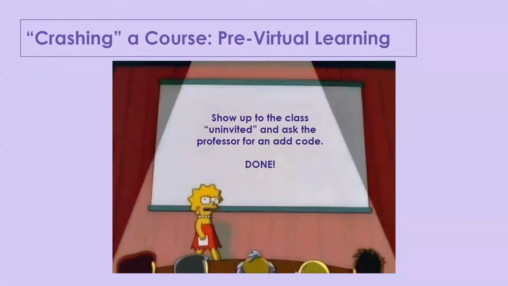So let's talk about pre-pandemic. When we were in person, what did crashing a course look like? Maybe you've done this before. Basically, you would show up to the class uninvited and you would ask the professor for an add code. If the professor gave you an add code, cool, you're done, you're in the class, you have successfully crashed it. If the professor didn't have space, then you tried the next one. Pretty simple and straightforward.